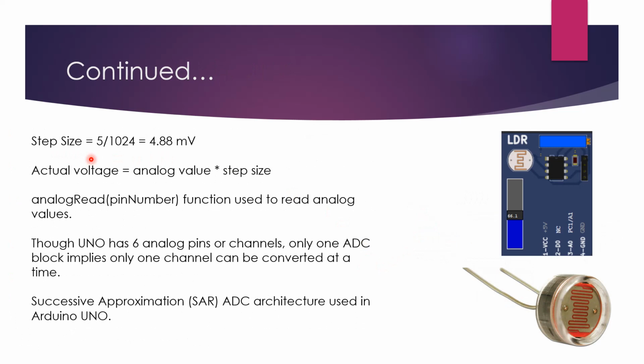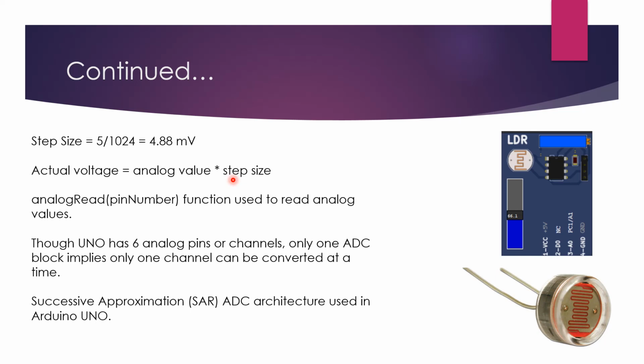Now the step size obviously would be 5 divided by 1024. The value the analog signal could attain would be some value between 0 and 5 volts from the LDR sensor. So we will be dividing this range between 0 to 5 volts into 1024 parts, which corresponds to 4.88 millivolts. So the actual voltage can be calculated by multiplying the encoded signal value with the step size.